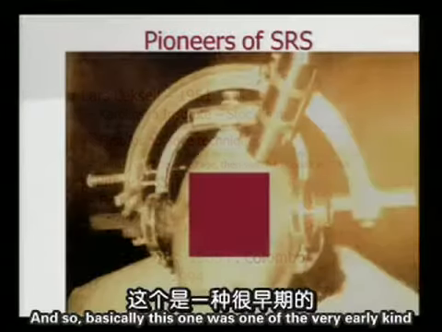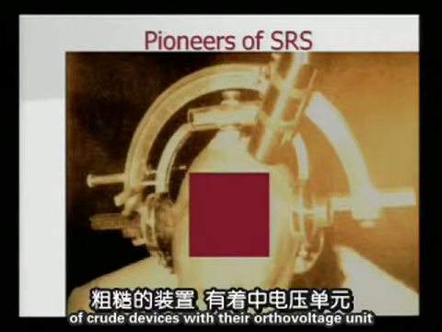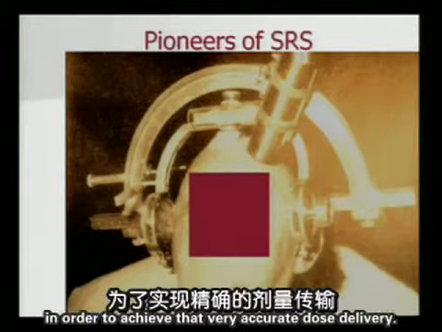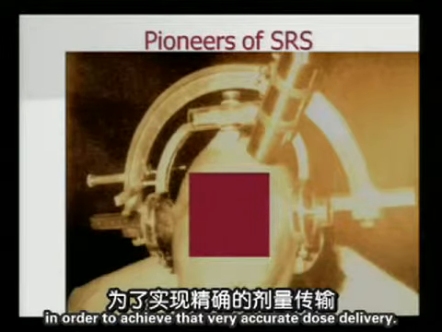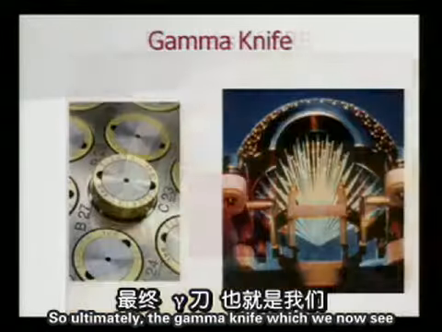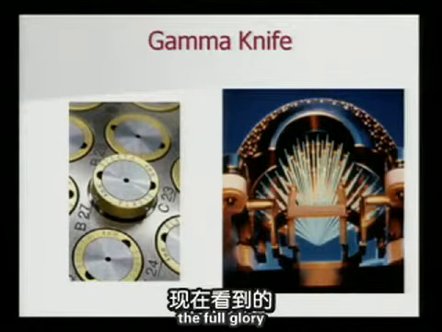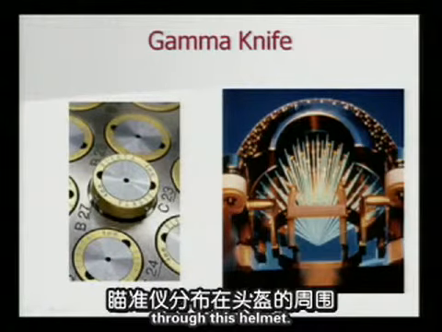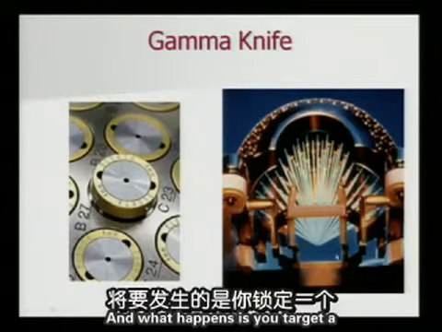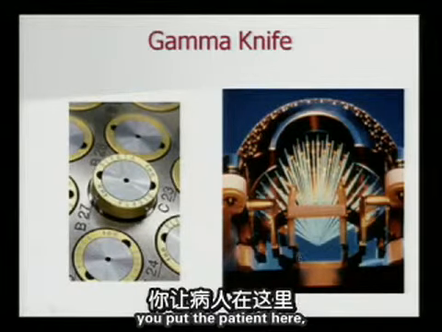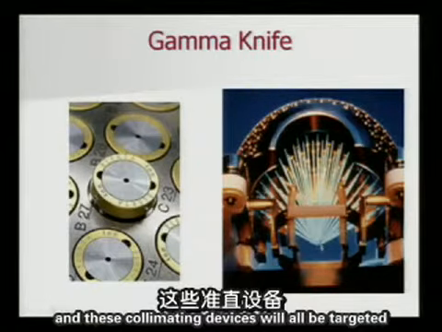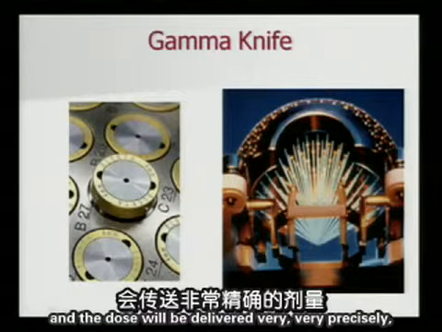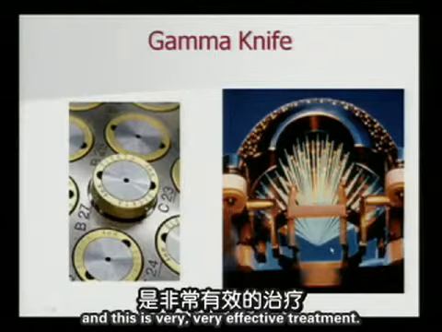This one was one of the very early, crude devices with an orthovoltage unit, which was locked onto the head of the patient in order to achieve very accurate dose delivery. Ultimately, the Gamma Knife, which we don't see the full glory of, has small circular collimators through this helmet. You put the patient here, you put the head in this frame device, and these collimating devices are all targeted to whatever specified lesion one has, and the dose is delivered very, very precisely. This is a very, very effective treatment.